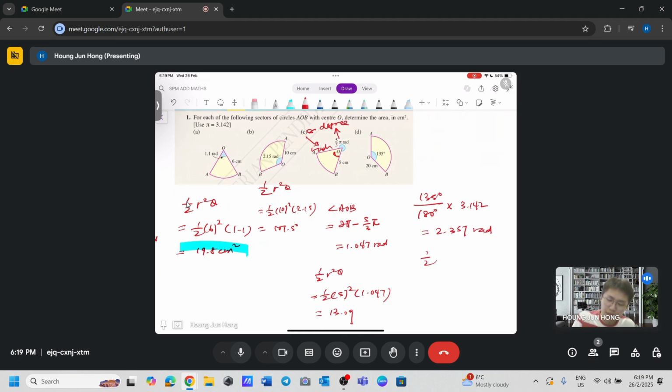Then again, same thing. Half r squared theta, so half times 20 squared times 2.357. Okay, this should give you 471.4. Okay, that's it for this one.